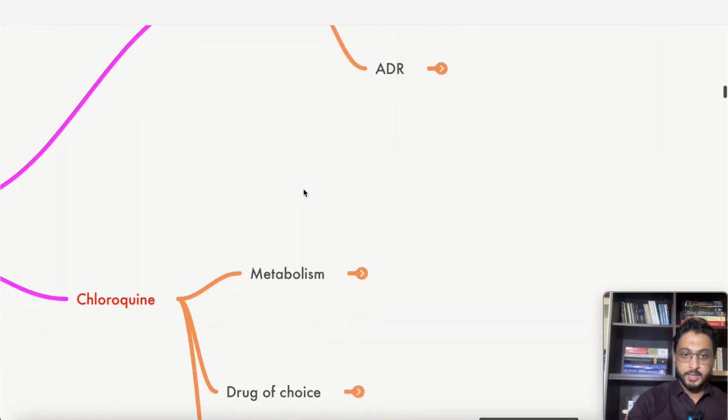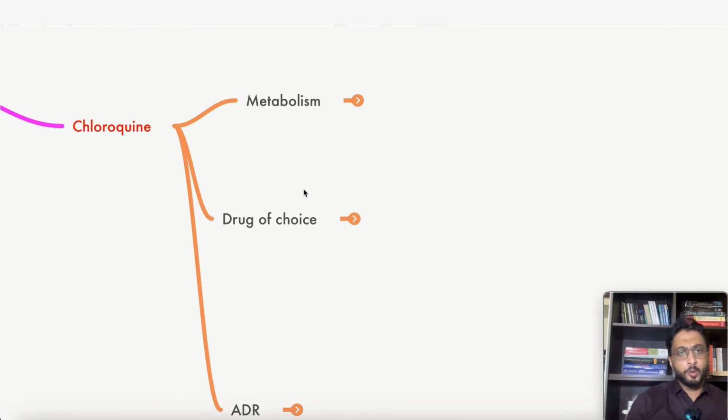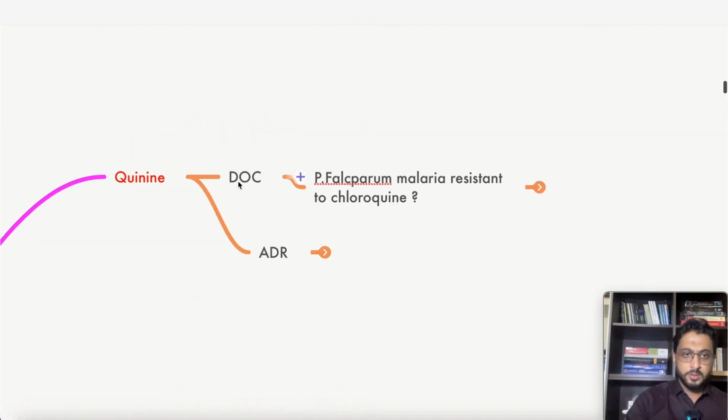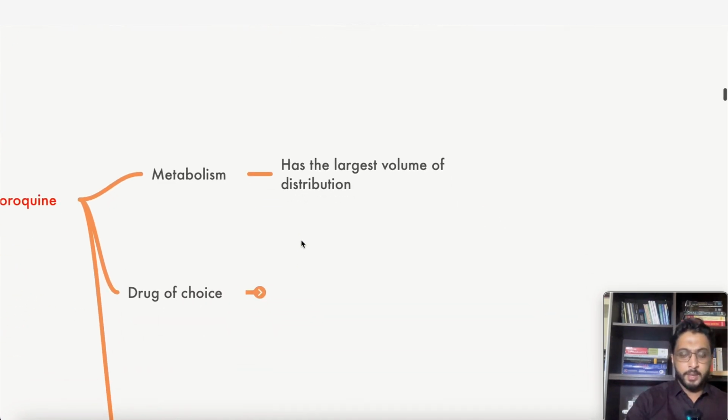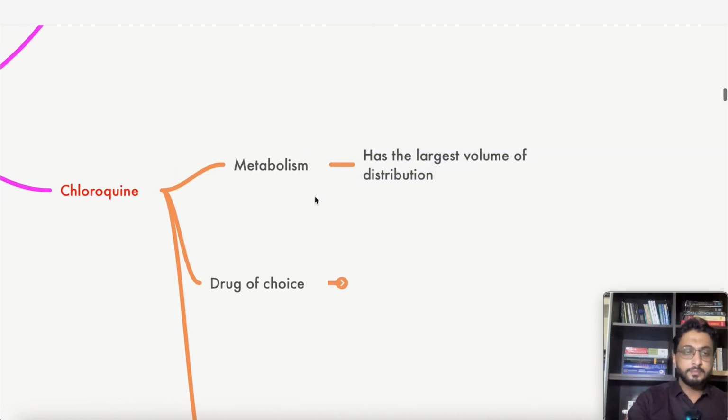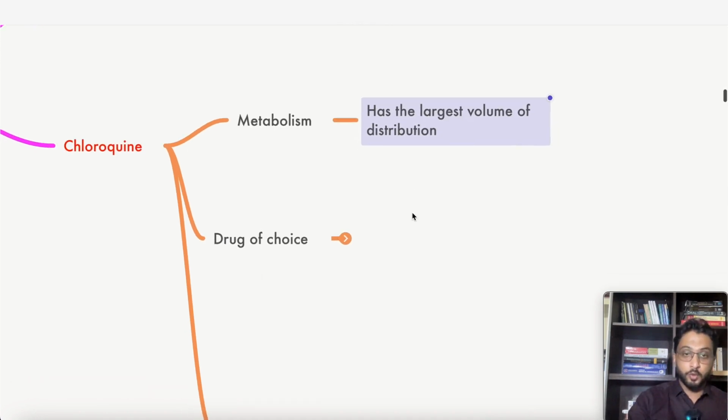Please note, chloroquine is a very important drug. It's one of the most commonly used drugs for treatment, and when it doesn't work, you use quinine. You have to know a little about its metabolism: it has the largest volume of distribution, it gets distributed throughout the tissues. You studied volume of distribution in the general pharmacology chapter. Among the anti-malarial drugs, chloroquine has the largest volume of distribution.